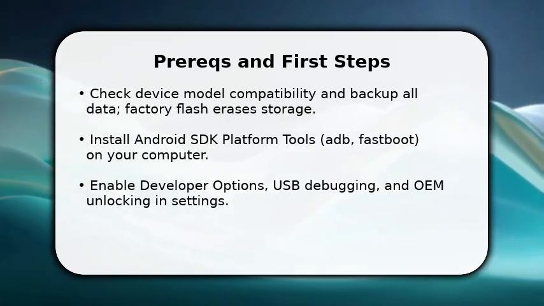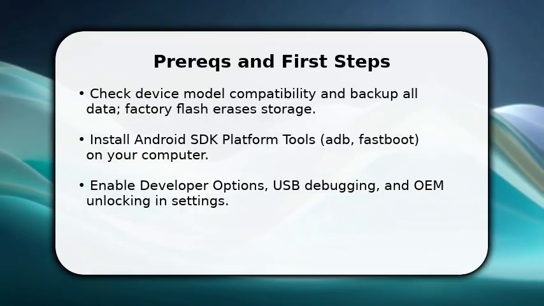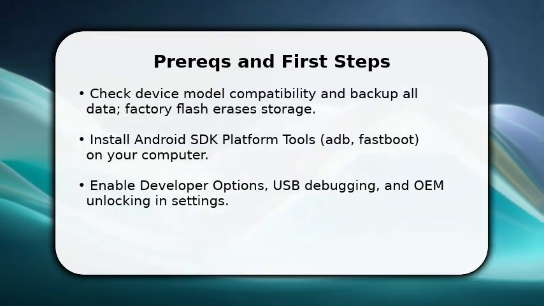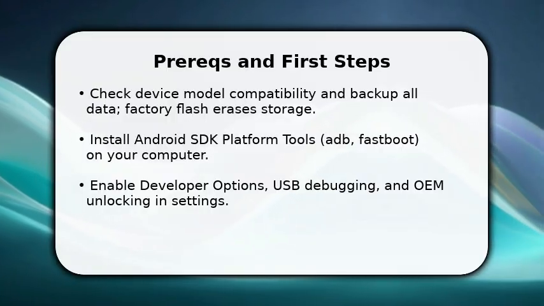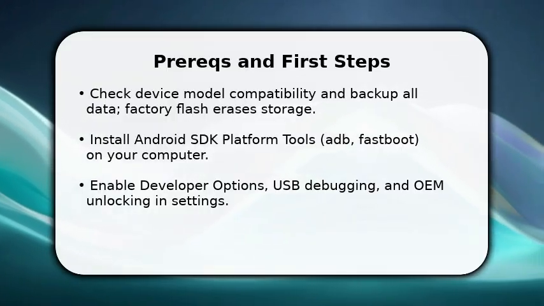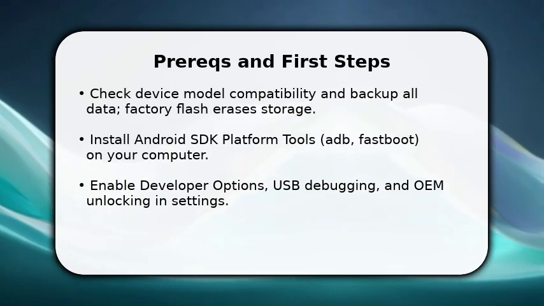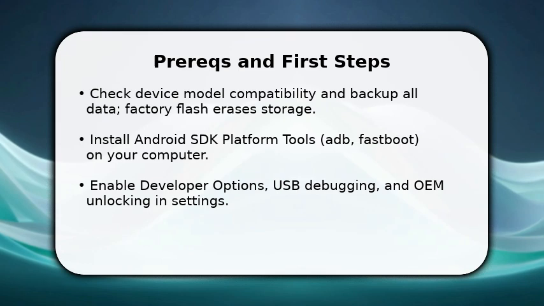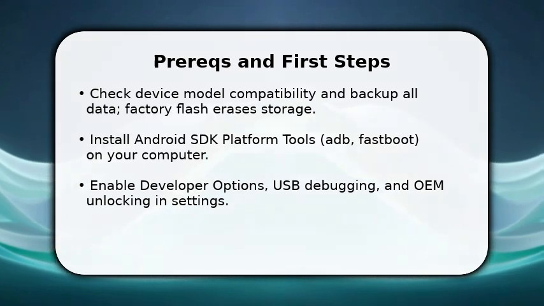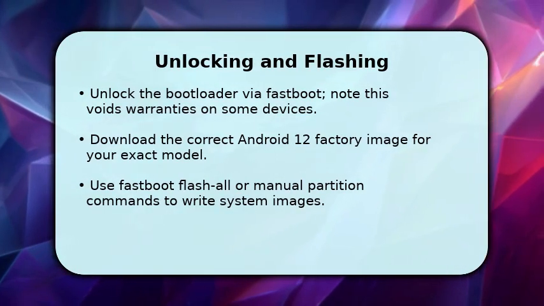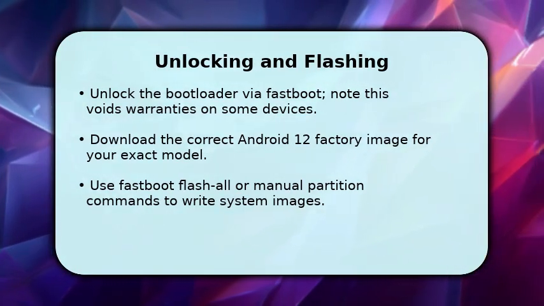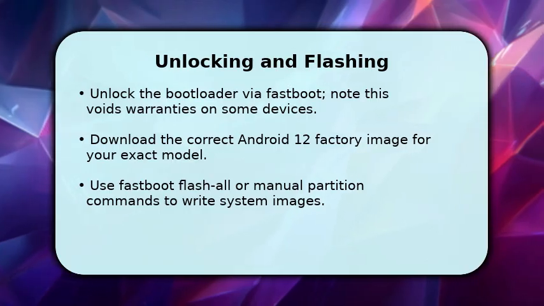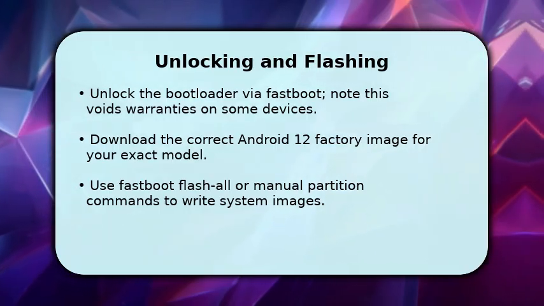Enable developer options, turn on USB debugging, and allow OEM unlocking. This permits the bootloader to be unlocked. Once done, reboot into fastboot mode using ADB reboot bootloader so you're ready to unlock and flash the official Android 12 image. You now unlock the bootloader with fastboot oem unlock or fastboot flashing unlock. Be aware this may factory reset and affect warranty.